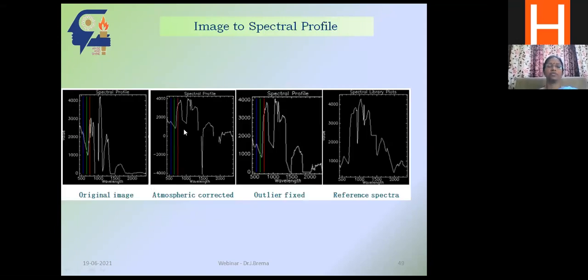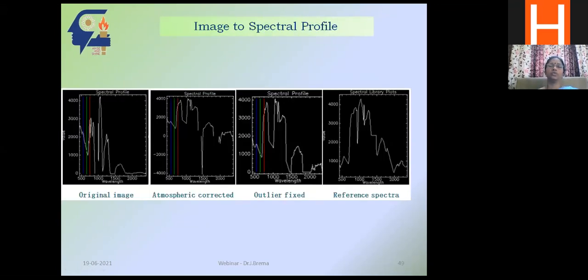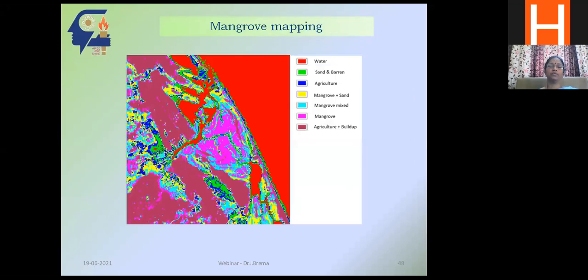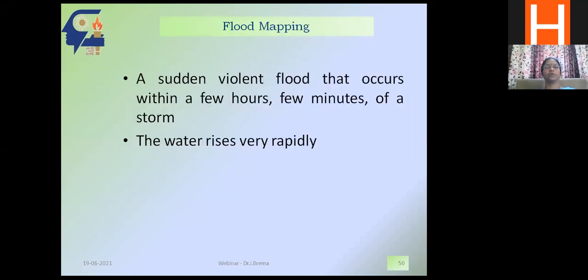From the original image, we get the atmospherically corrected image. Then you remove the outliers, go for smoothened spectra, and then do the classification. Okay, so that was about mangrove mapping. This was done in Pichavaram, again on the east coast of India. Similar mangroves are also available in the Ramsar site, Point Calimere.